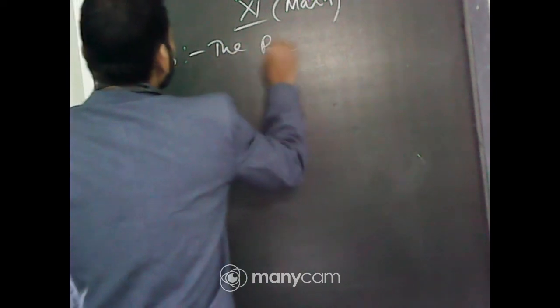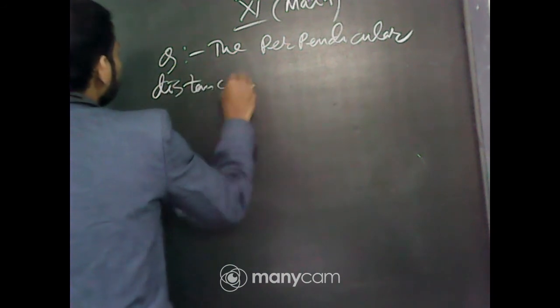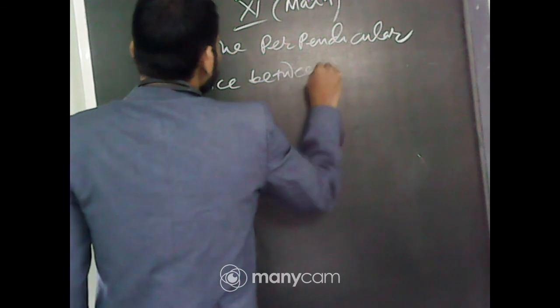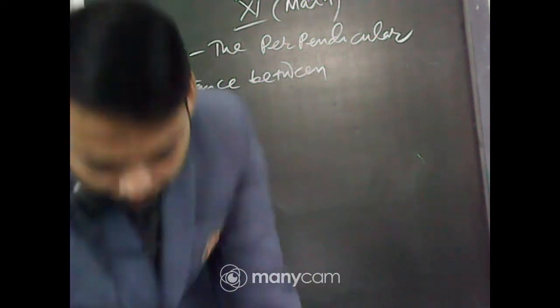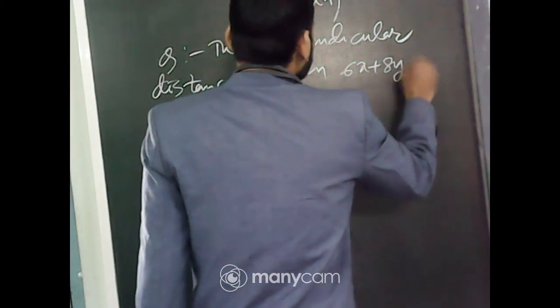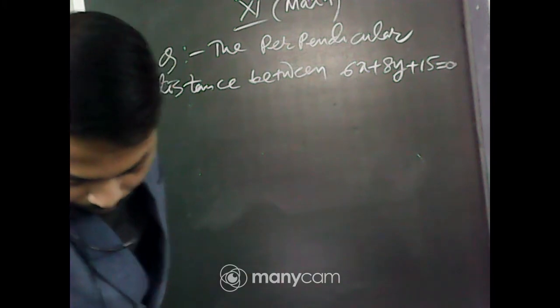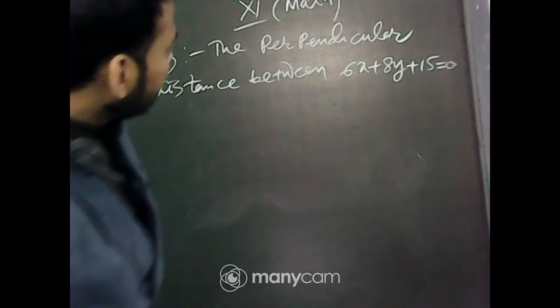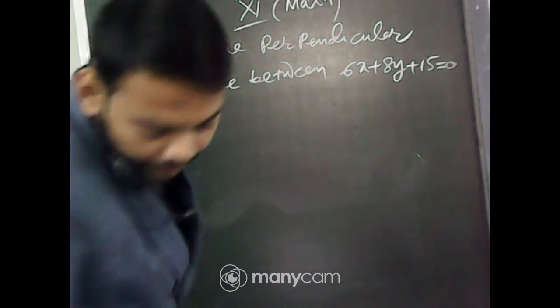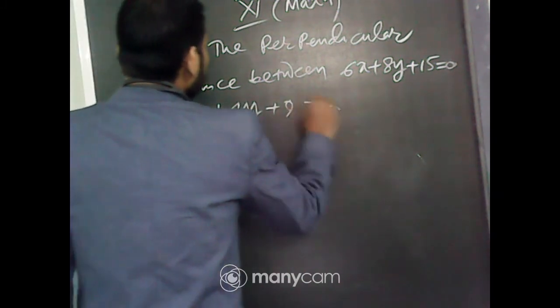The perpendicular distance between two lines are given: 6x plus 8y plus 15 equals to 0, and 3x plus 4y plus 9 equals to 0.